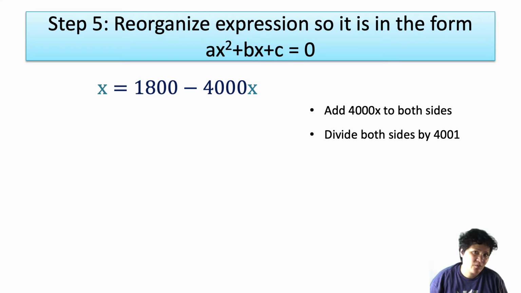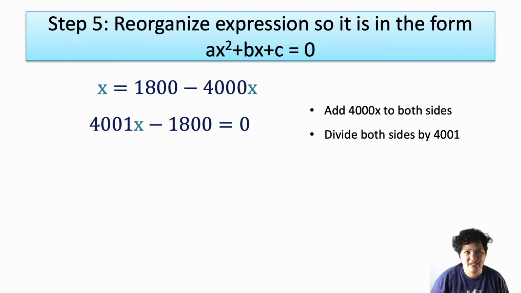Now we need to get everything on one side of the equation so that it's equal to 0. So we're going to add 4,000x to both sides and subtract 1,800 from both sides. And we end up with 4,001x minus 1,800 equals 0.